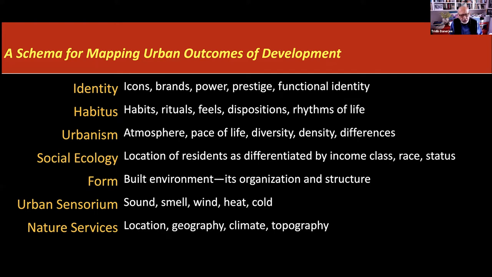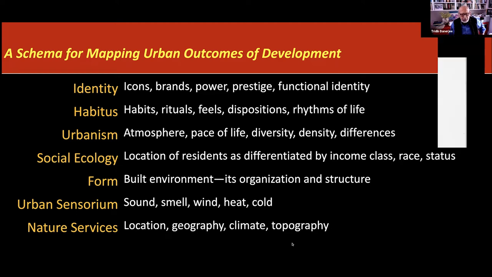Identity, the habits, icons, brands, power; habitus, which has to do with habits, ritual, fields, disposition; urbanism, atmosphere, pace of life, diversity, etc. Social ecology, the distribution of people in class, race, status; built environment, sensorium, sound, smell, wind, heat, cold, and what do you call it, nature services; location, geography, climate, topography. And I'll argue and show, and come back to this chart later, how development or the absence thereof has affected these.